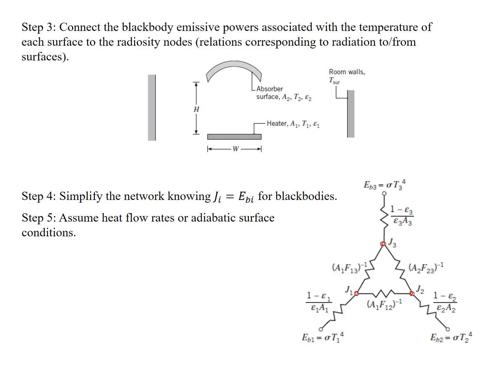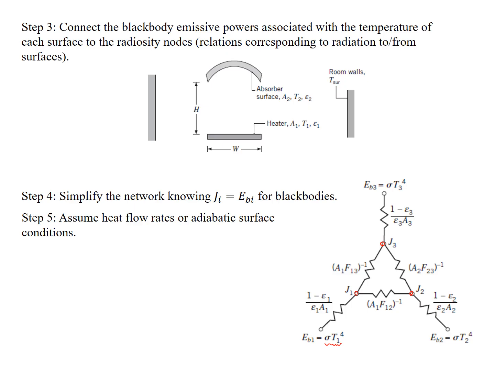Now we want to expand that and add the 3 nodes related to the black body potential for the 3 surfaces. So I'll have EB1 as Stefan-Boltzmann constant times T1 to the power of 4, and I'll do the same for the other surfaces as well. For surface 2 I have EB2, and for surface 3 I have EB3.